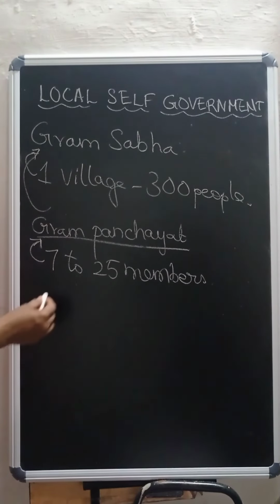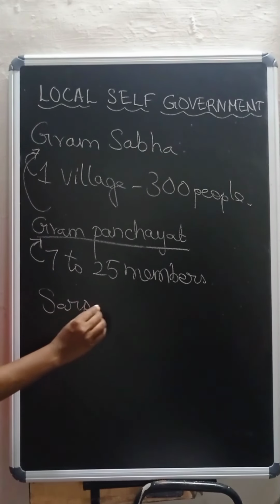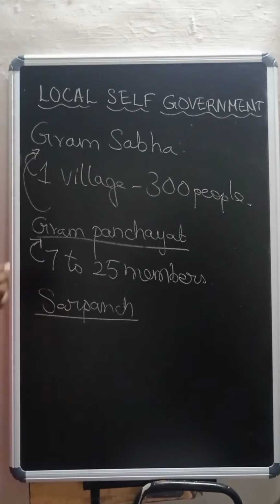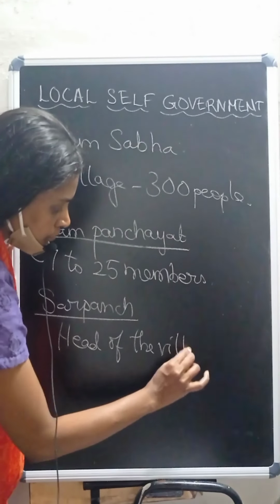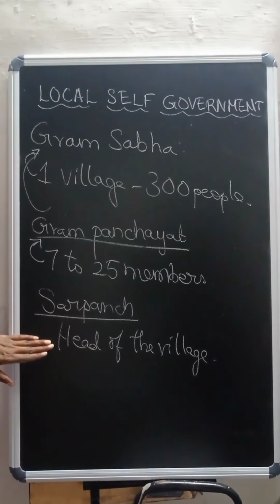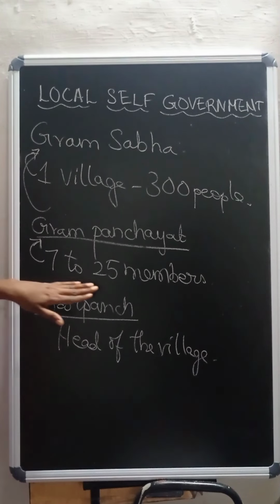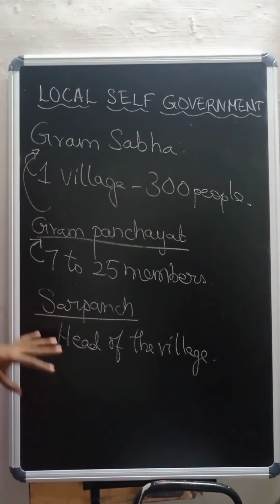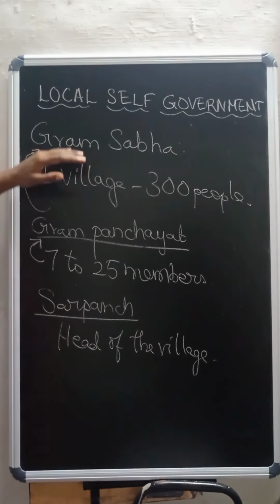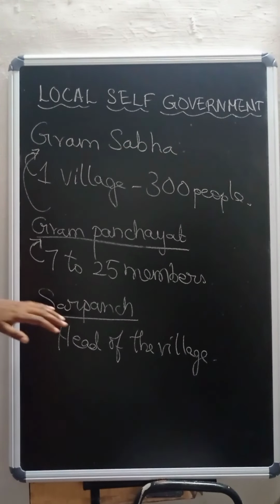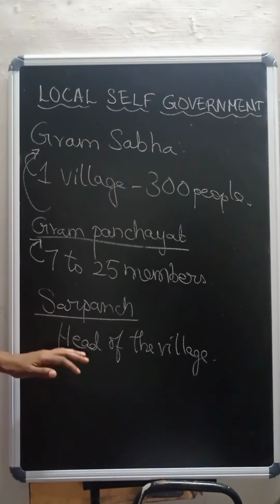Next we are going to see about the Sarpanch. What is this Sarpanch? Sarpanch means head of the village. This head of the village is elected by the Gram Panchayat members. So these 7 to 25 members will elect one member who will be the head of the village. In some states, the village people, that is the Gram Sabha members themselves, will vote and directly elect the head of the village. That will also happen.